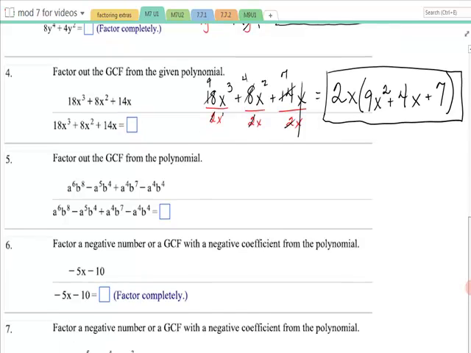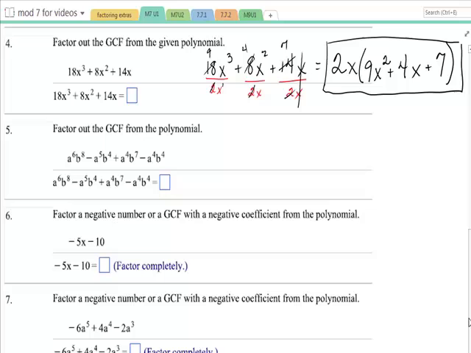All right? Number 5. This is really going to challenge us and see if we can keep up with our exponents. We have a to the 6th, b to the 8th, minus a to the 5th, b to the 4th, plus a to the 4th, b to the 7th, minus a to the 4th, b to the 4th. I hope I have enough room to do this.